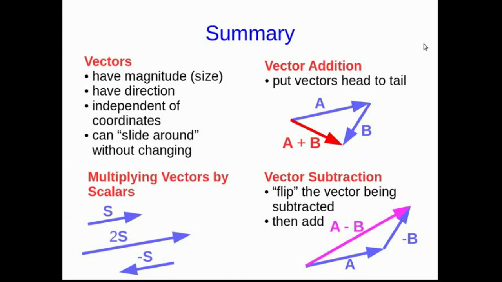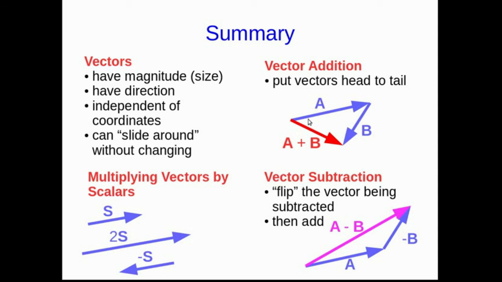We've seen a lot that's new in the last 2 lectures, so let's just take a moment to summarize. Vectors have a size, we call it magnitude, and they have a direction. And they're independent of how you define your coordinate axes. And since they're defined by their magnitude and direction, you can slide them around as long as you don't change their size or which way they point. You can slide them around and they remain the same vectors.